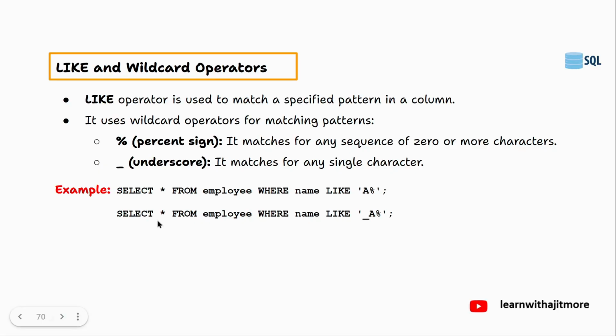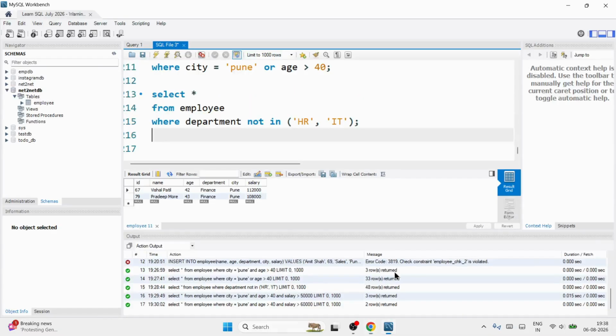Here, display all the employees whose name contains the second letter as A. Second letter. क्योंकि first letter तो underscore है, means any one character. Second is A, and after that any number of characters. Getting? So this way you can build patterns.